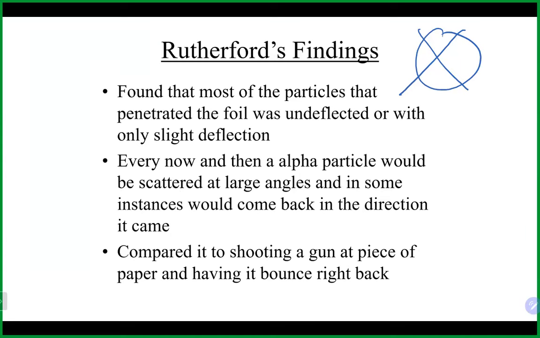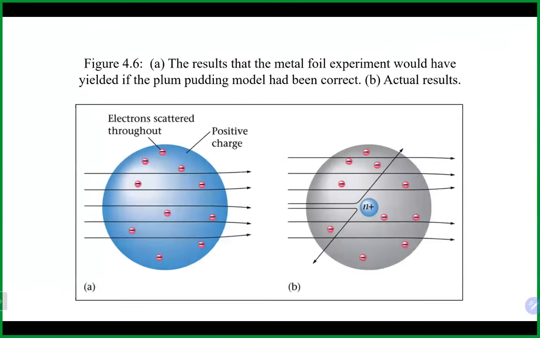So basically, they had to go back to the drawing board and say, well, this plum pudding model proposed by Thomson is not so good. We have to come up with a better model of the atom. Here on the left is what they thought would happen. On the right is what they really saw happen.